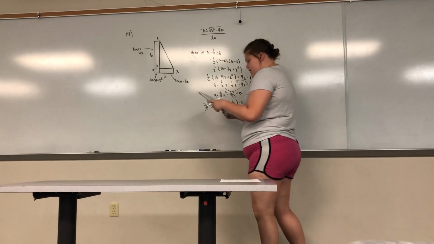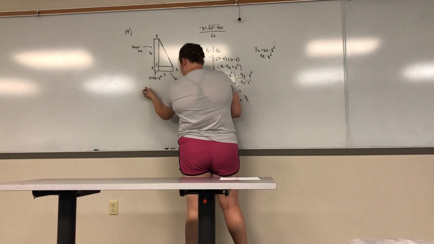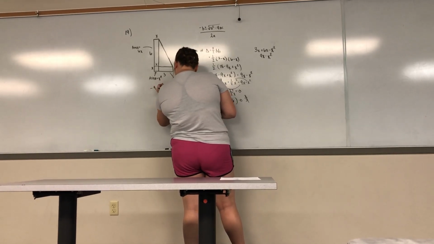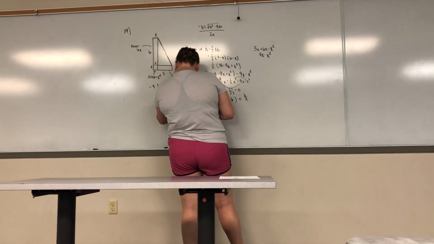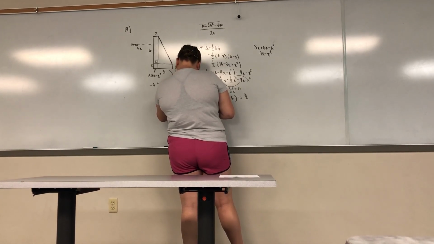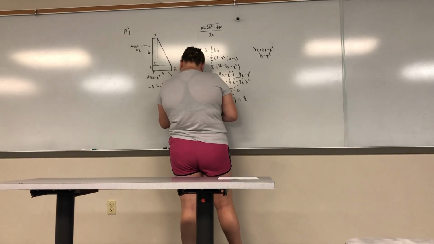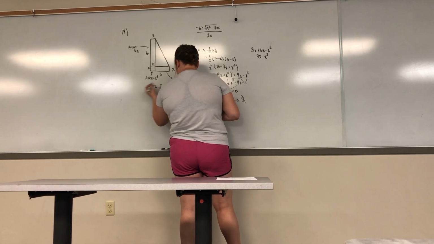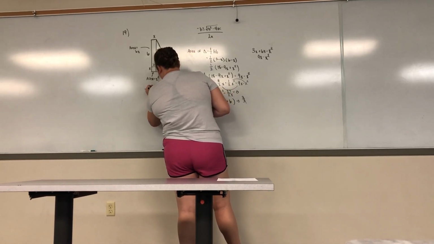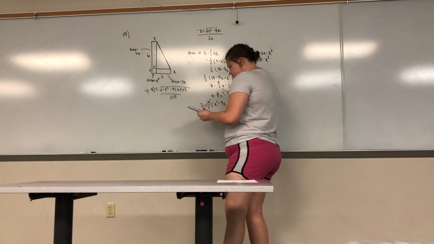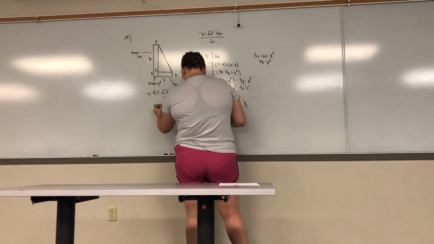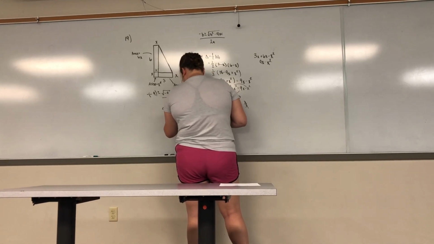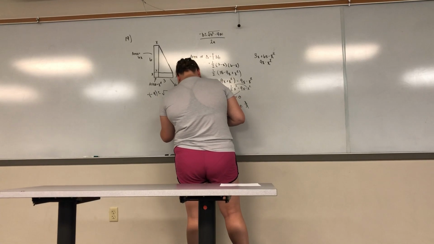So what we end up doing is we get negative of negative 9, plus or minus the square root of negative 9 squared minus 4 times 6, over 2 times 1, and then we have a negative. So then we can start condensing everything. So we get 9 plus or minus the square root of 57, all over 2.